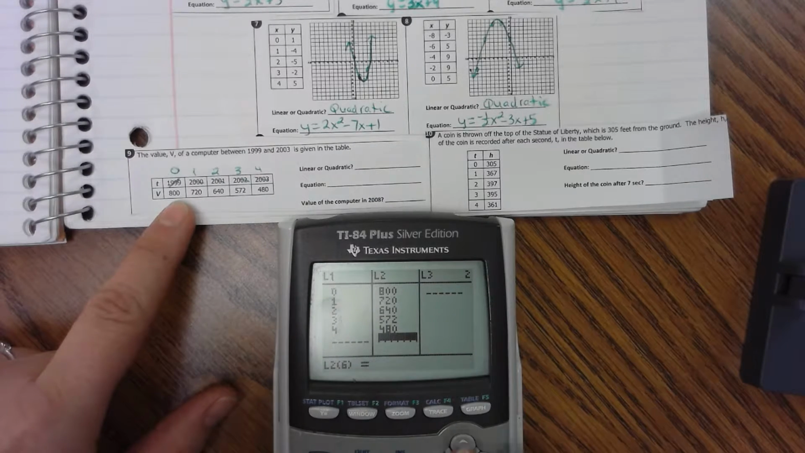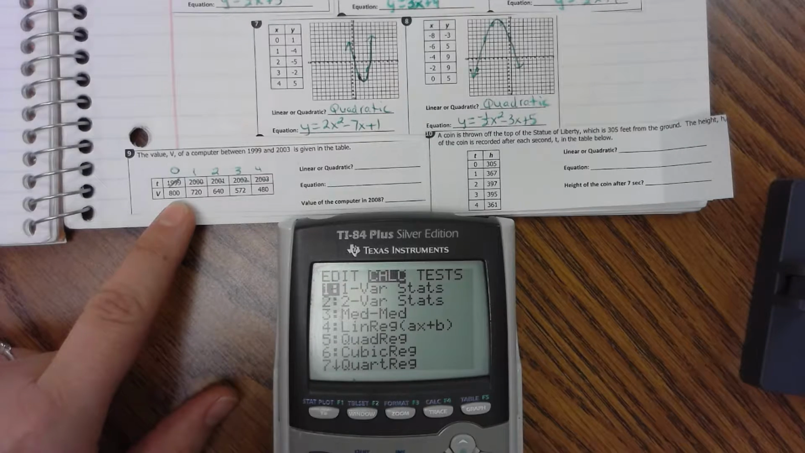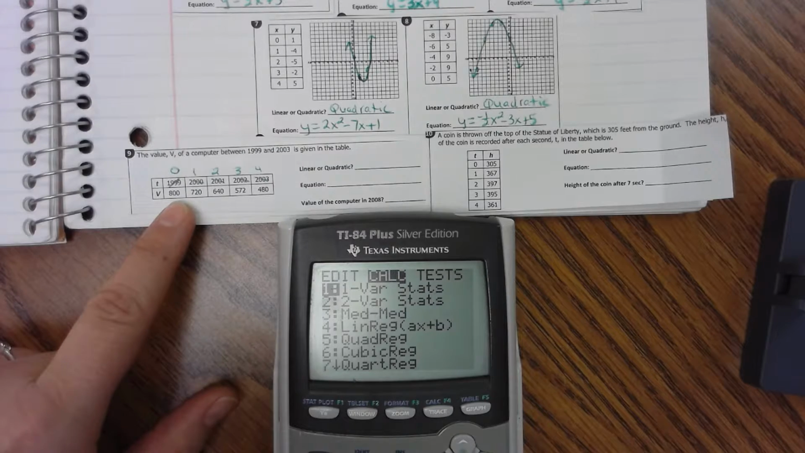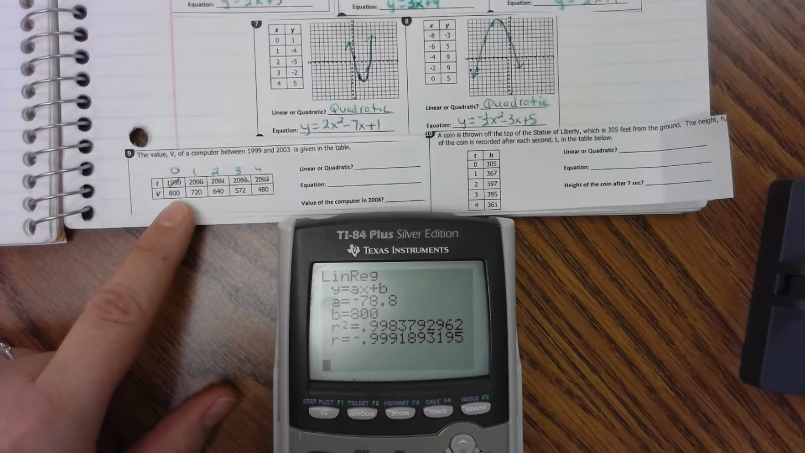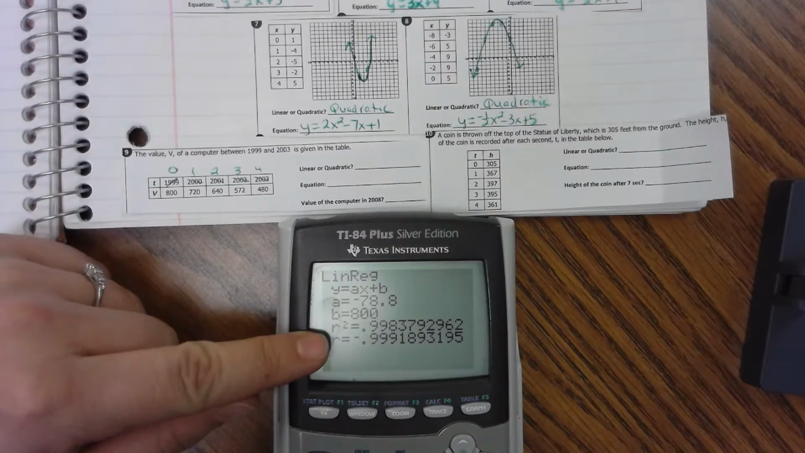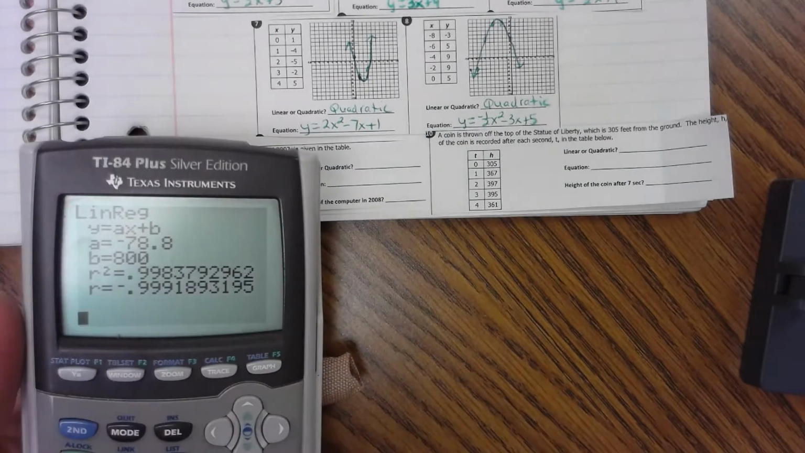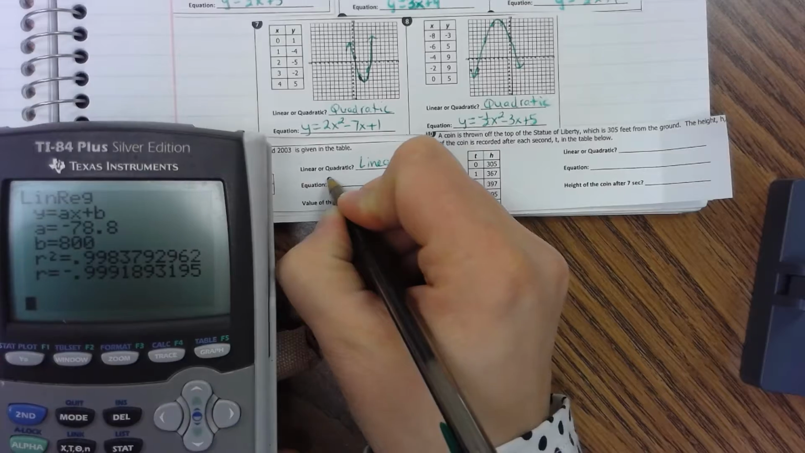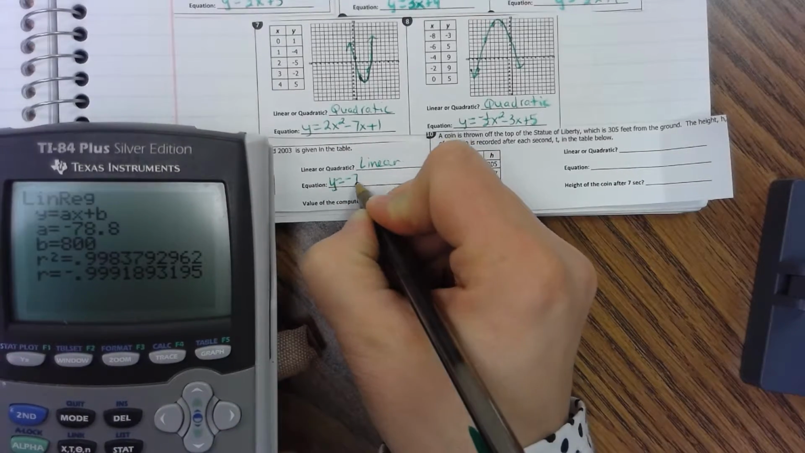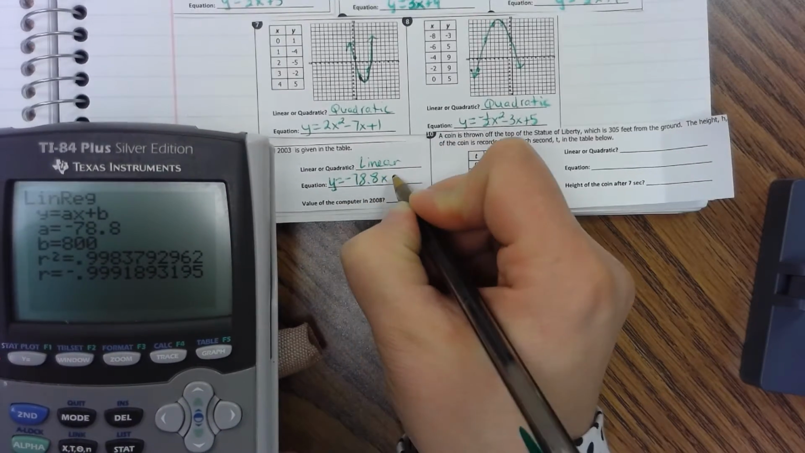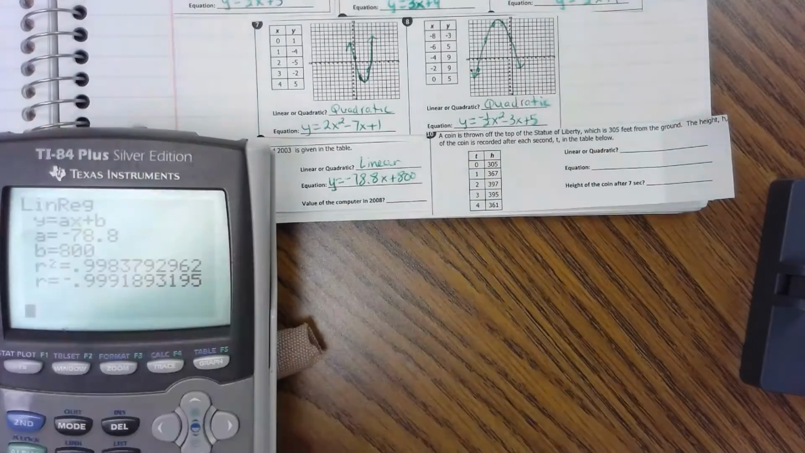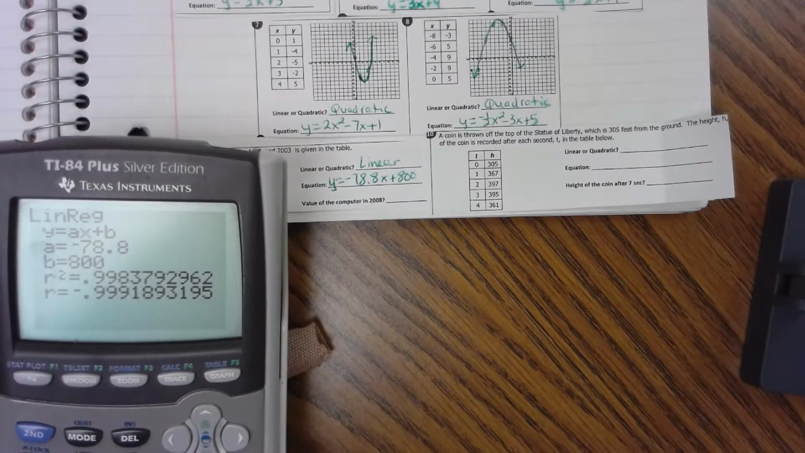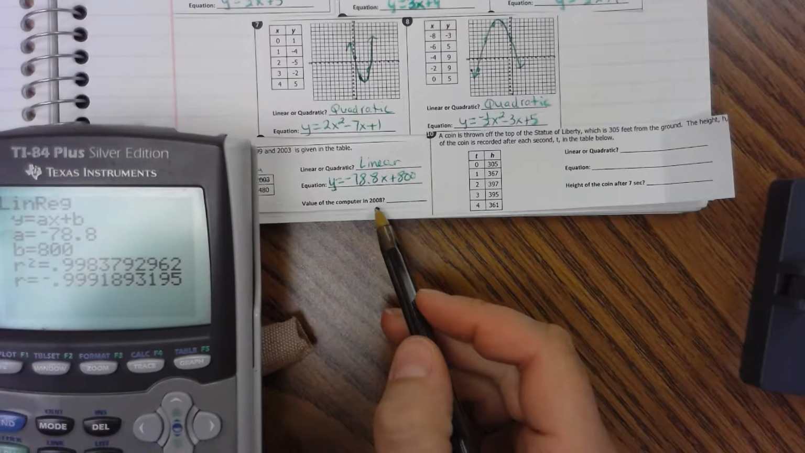And we're going to do the same thing, Stat Calc. I'm going to see if it's a linear model by hitting number 4, Enter. And it gave me a value for A and B. So we are going to say that this is a linear model. And the equation is y equals negative 78.8x plus 800. And it says, what's the value of the computer in 2008?